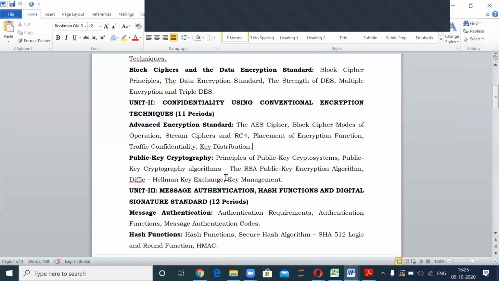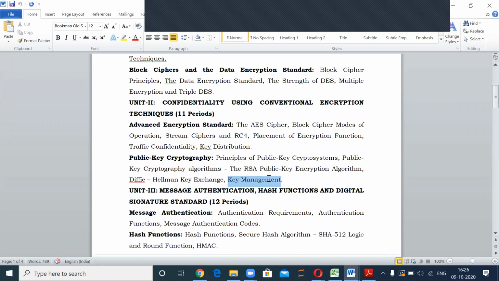Next, in public key cryptography, already in the beginning class in the second unit, I covered the principles of public key cryptographic systems. And also public key cryptographic algorithms. In our textbook, they are the RSA algorithm and the Diffie-Hellman key exchange algorithm. Next, the RSA public key encryption algorithm, right? Morning class, this class, and the last class, I spent a total of 3 hours on the RSA algorithm. Next, the Diffie-Hellman key exchange algorithm comes under public key cryptography. I can spend 2 hours on this algorithm.